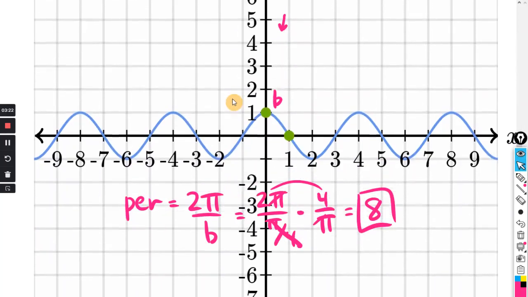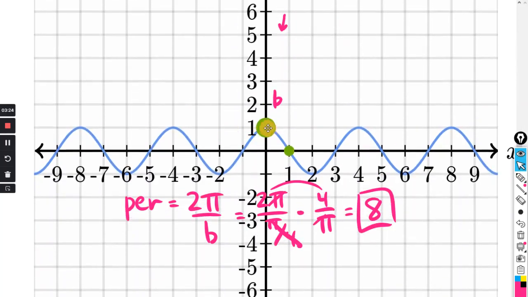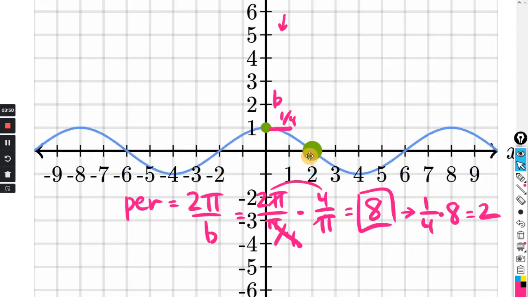However, if you just go from a maximum to the midline, that horizontal distance is only 1/4 of the period. So of course, if we take 1/4 of 8, that is just 2. So the horizontal distance between these 2 points should be 2. So I'm going to take this one, left click, drag it, and move it over to 2. All right, so now we got the period done.